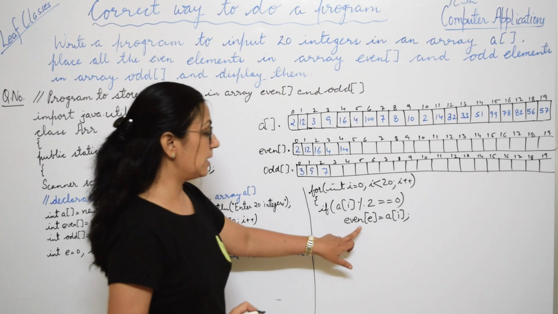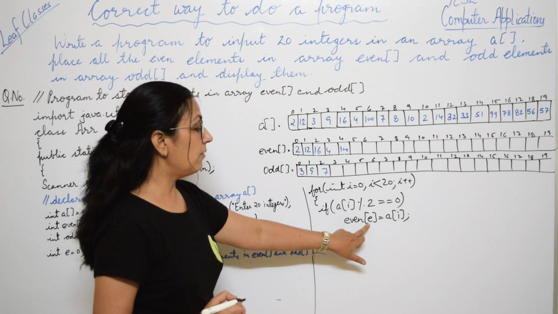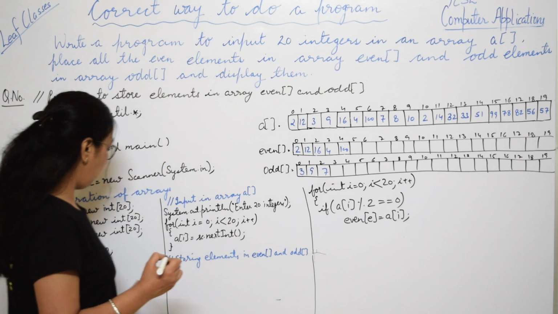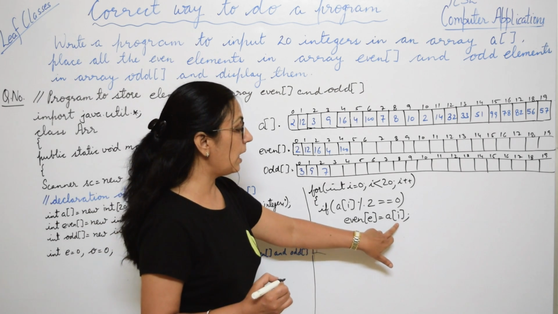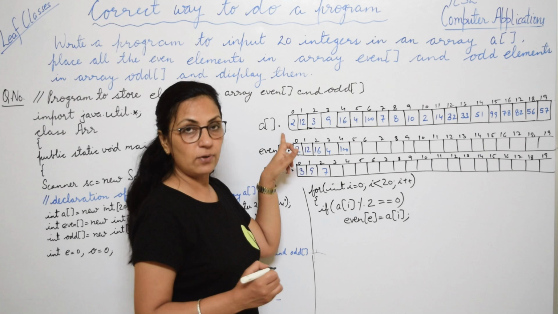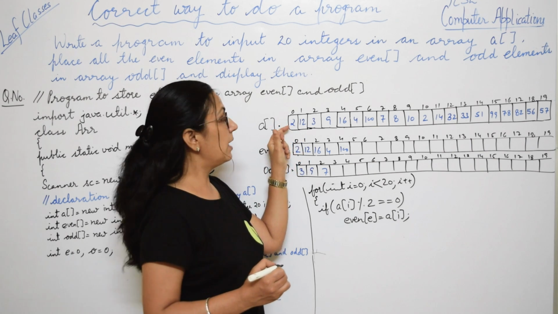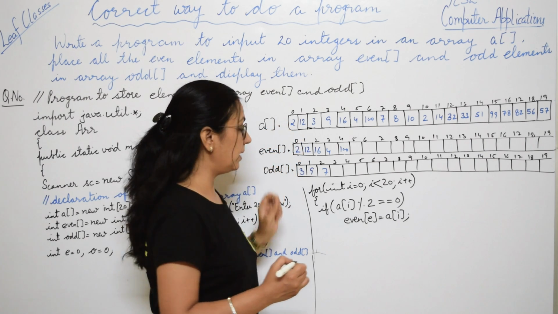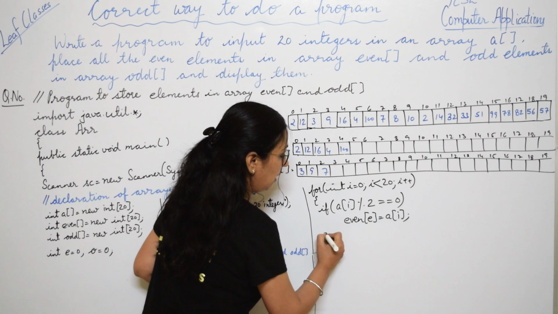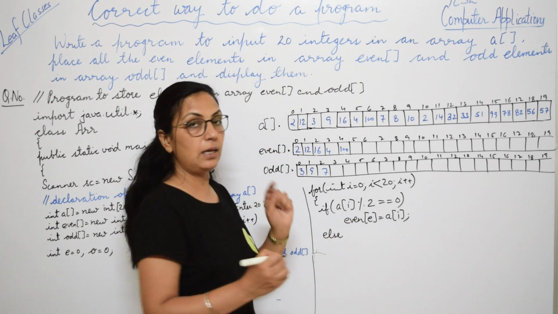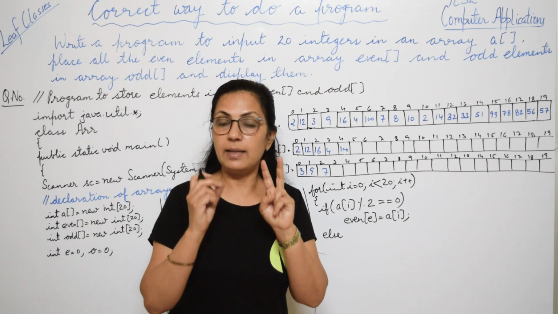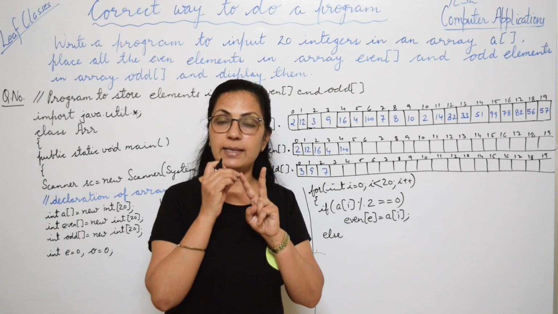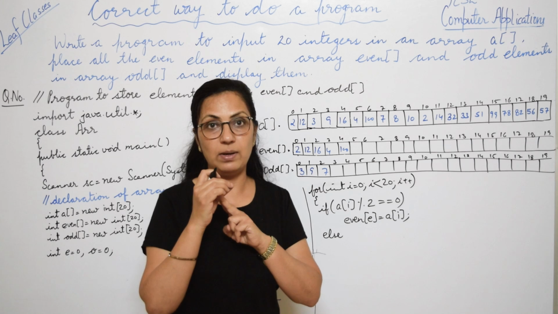Now children, please pay attention, this is very important. even[e], what is the value of e for the first time? It is 0. So in even[0], A0 is stored from here. Suppose A0 is an even element, right? And if it is not even, that means it is odd. If we categorize the integers, either the number will be even or it will be odd.